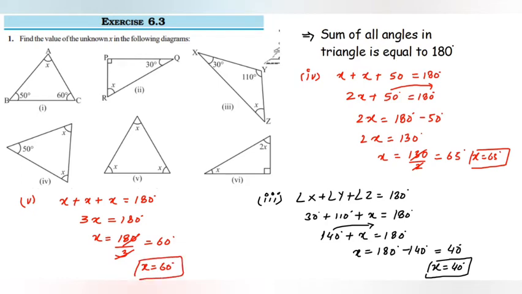Now we'll go to the last one. Sixth question is, if you see, this is a right angle triangle they have given, where one angle is 2x and another angle is x and third angle is 90 degree. They have not given 90. We have to understand by looking at this figure that it is 90 degree here. So let's solve this.